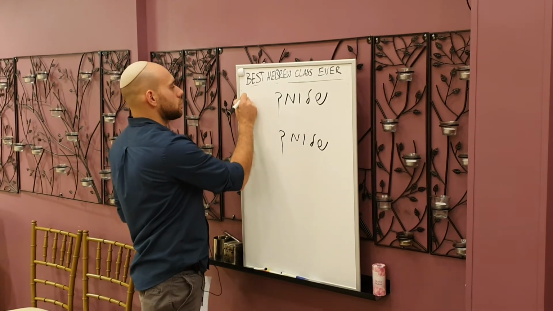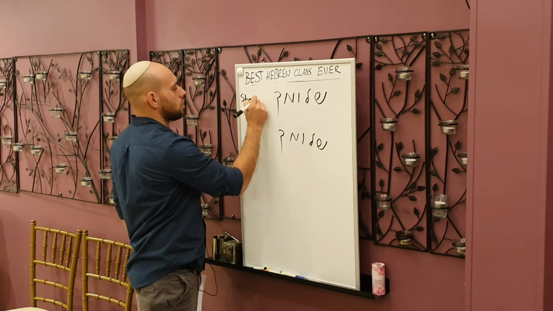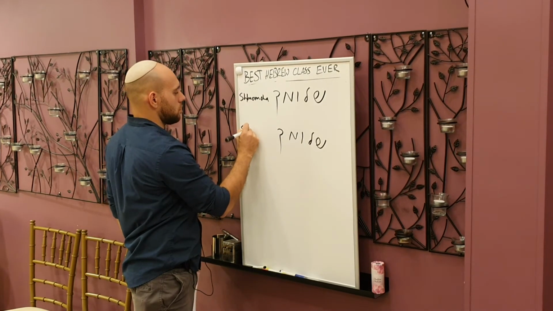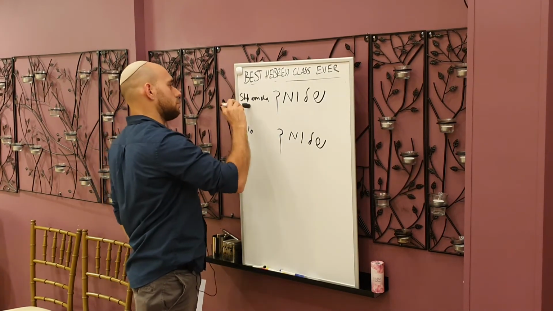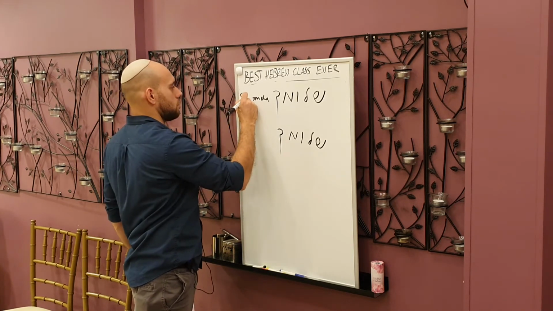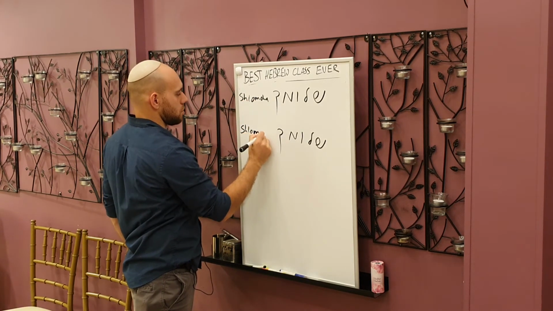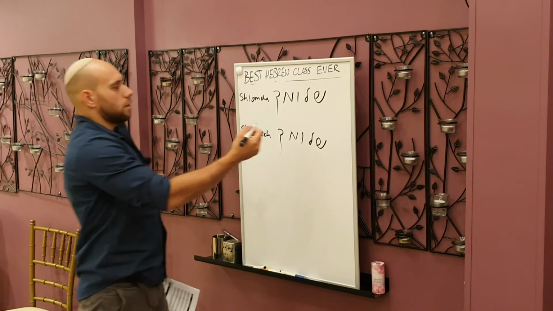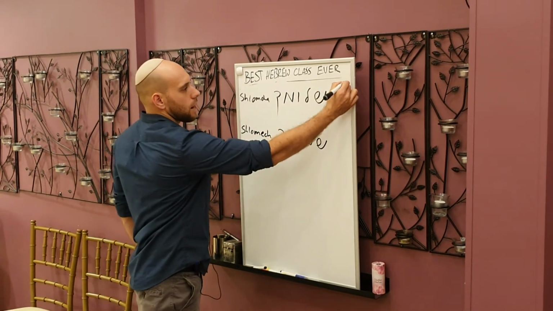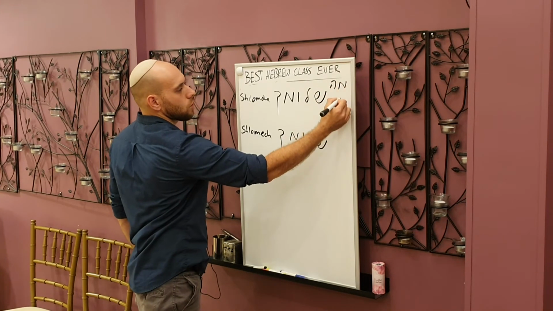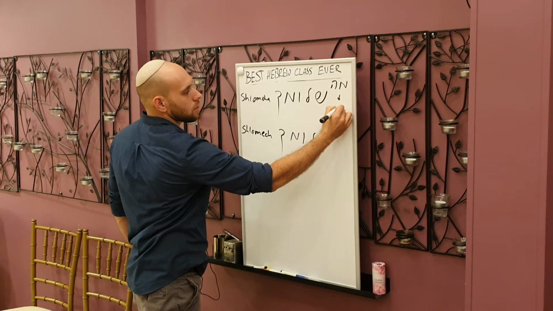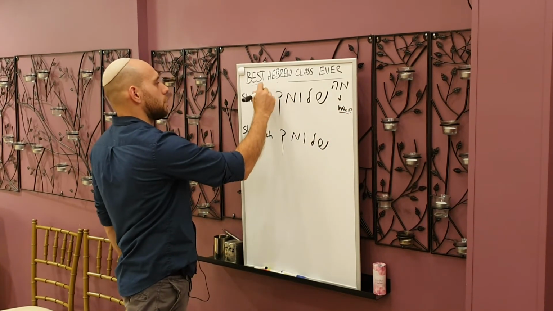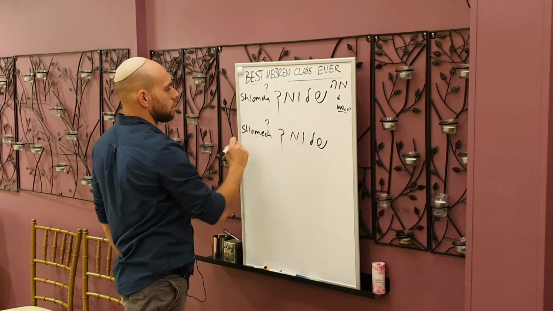Okay, so we say shlomcha. Shlomech for a female, okay? So you ask the question ma, which means what? And then you put a question mark after it.